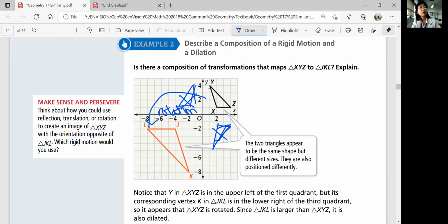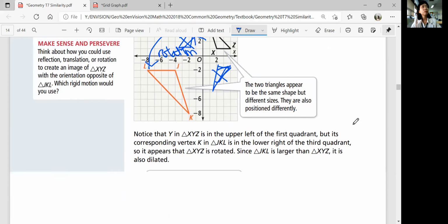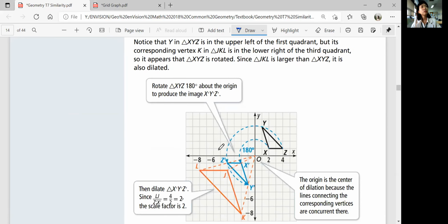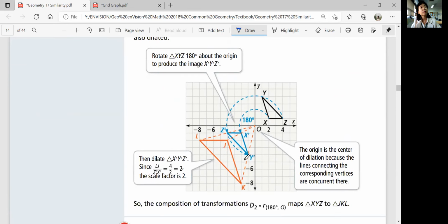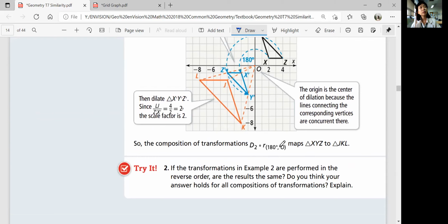And then you just move it counterclockwise, probably 180 degrees. Okay. And then it's dilated. So move it 180 degrees and you dilate it from the origin. The scale factor is 2, if you look at the points. And you can write the rule using the notation. D sub 2 of R sub 180 degrees, comma O, maps triangle XYZ to JKL.